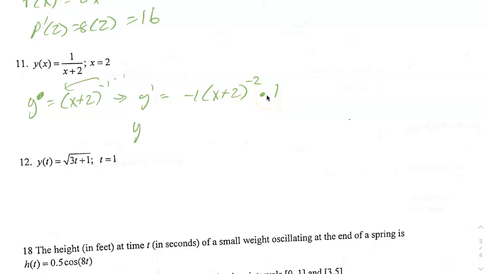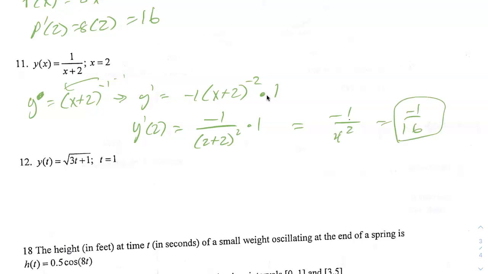Okay, so now y prime of 2. We're just going to plug 2 in. Let me make this a little bit easier for myself and move it to the bottom. Plug it in, so you get negative 1 over 4 squared, which is negative 1 over 16. So there you go.